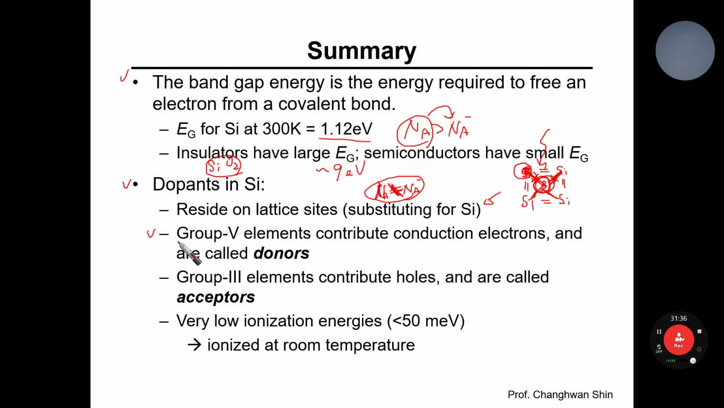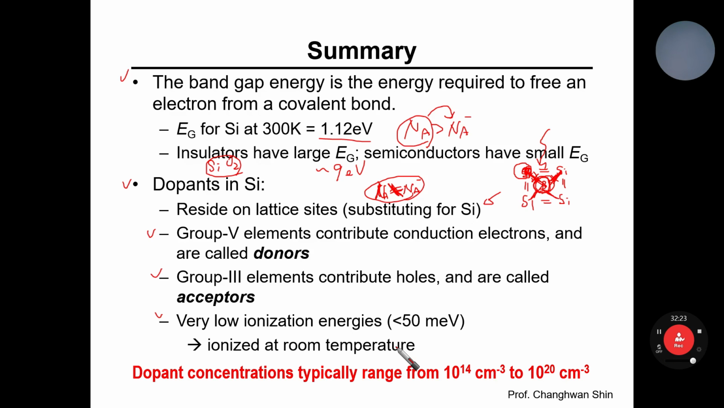Okay, second bullet: group 5 elements contribute conduction electrons and are called donors, right? So an impurity atom coming from group 5, column 5 in the periodic table, can become a donor. And group 3 elements such as boron contribute holes and are called acceptors. And very low ionization energies, smaller than 50 millielectron volts, are necessary to have all the dopant atoms, donors and acceptors, ionized at room temperature. Okay.